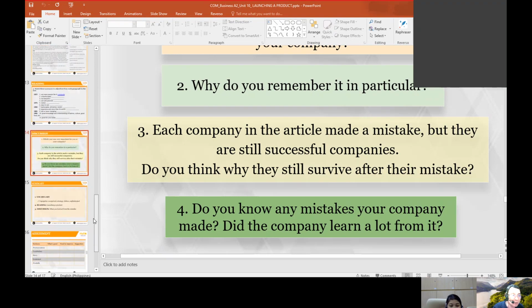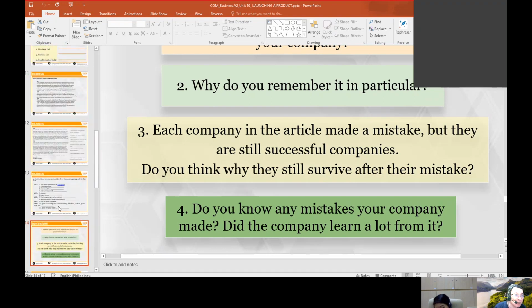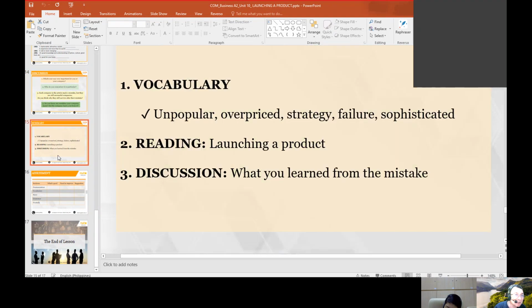Okay, so let's move on now. That's the end of our lesson. Before we end our lesson, we want, of course, to have a wrap up of the lessons that we did, especially in the vocabulary. So we already studied the word unpopular, right?